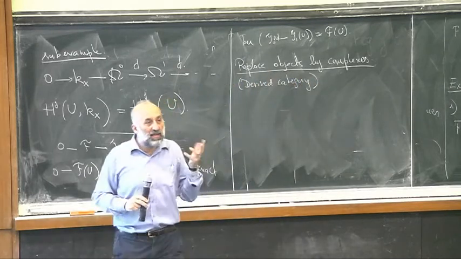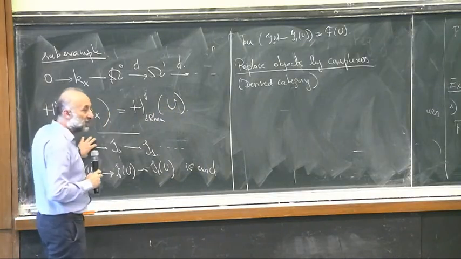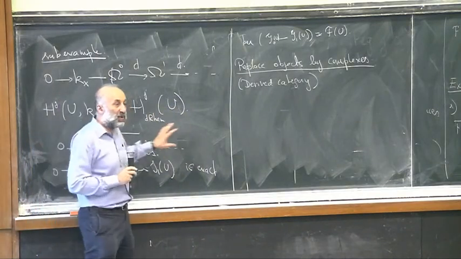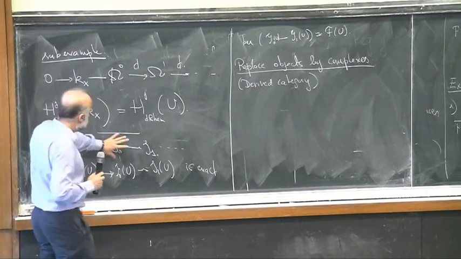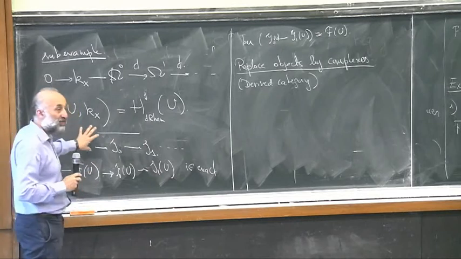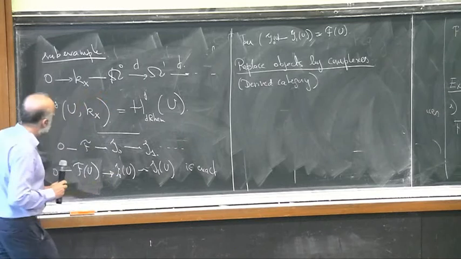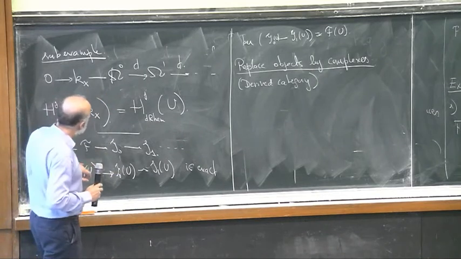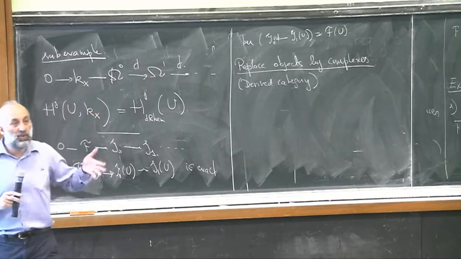In fact, I already somehow did that because I somehow replaced f by this sequence I0, I1, and so on. So one way to see this construction is to say, well, I had f here. I take a resolution. And then in the resolution, I apply this functor f to this resolution and compute the cohomology of that.